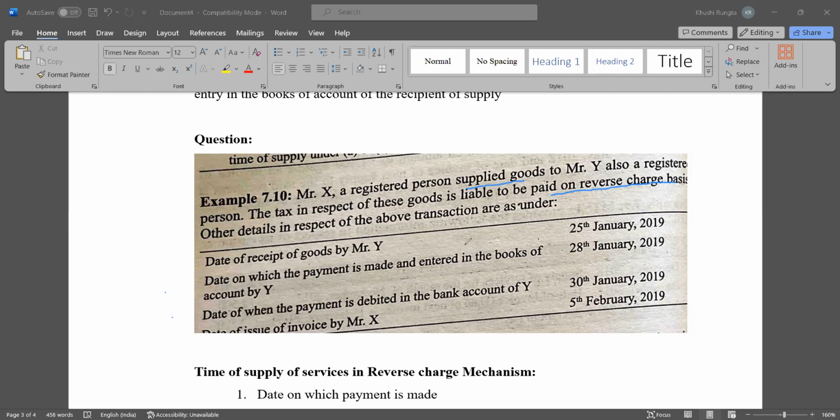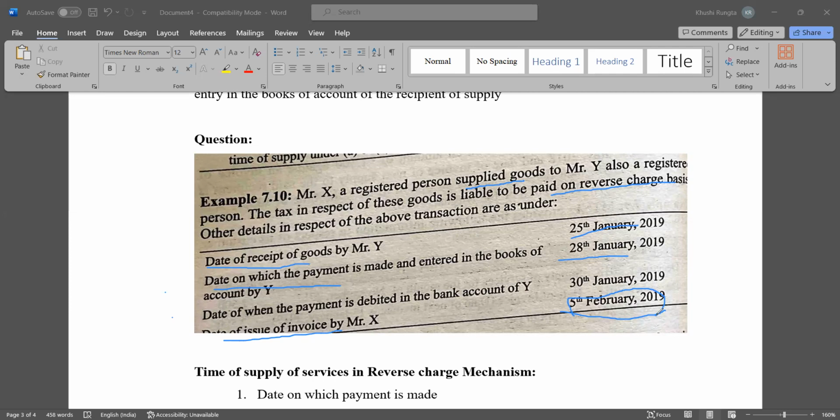Date of receipt of goods. See, date of receipt of goods is given. That is 25th January. Date on which payment is made is 28th January. Date of issue of invoice is 5th Feb. First, you will calculate the date immediately following 30 days. From 5th Feb, from the next date, you calculate 30 days. Means from 6th Feb, you count the 30 days.